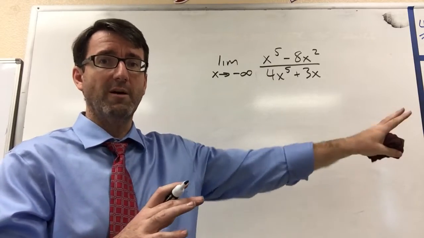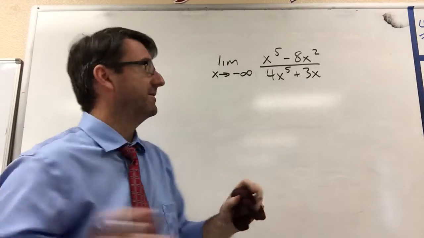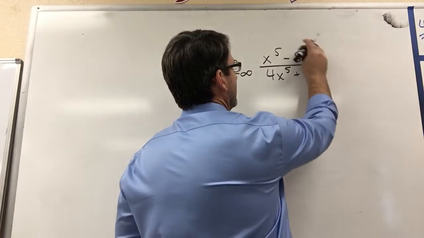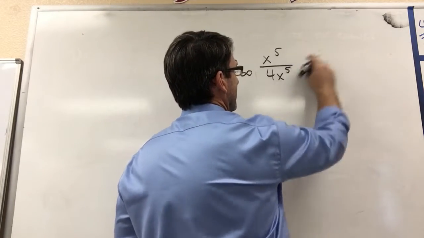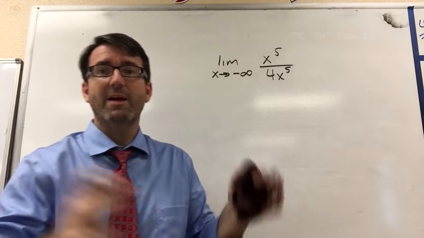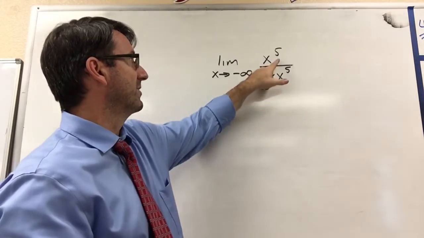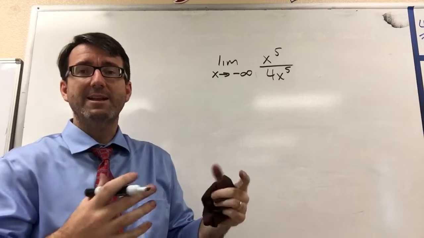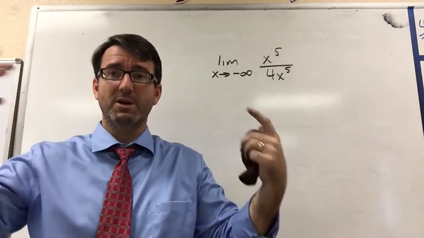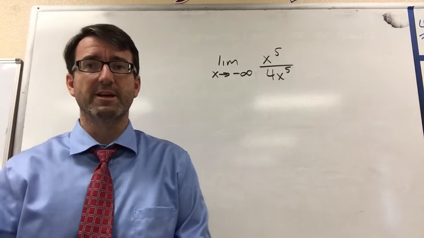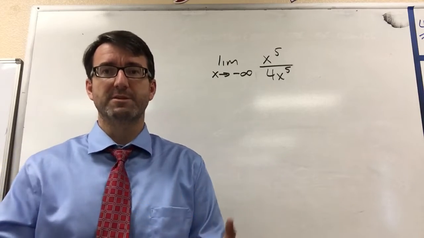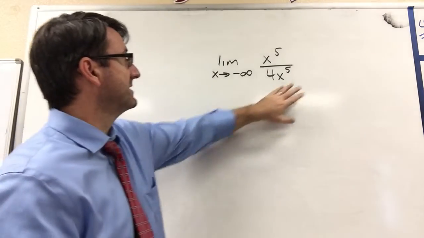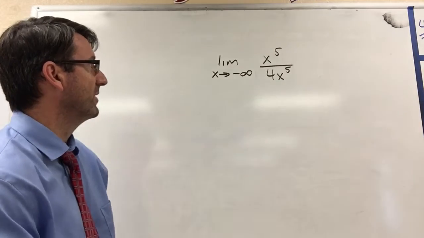But if you're going off to infinity or to negative infinity, we can just ignore everything except the term with the largest exponent, because that number is getting so much bigger, so much faster than everything else, that everything else just becomes irrelevant. So now let's evaluate this at this point.